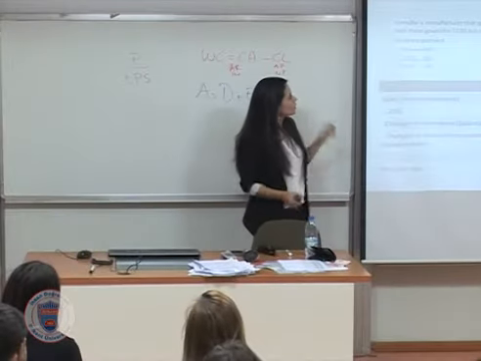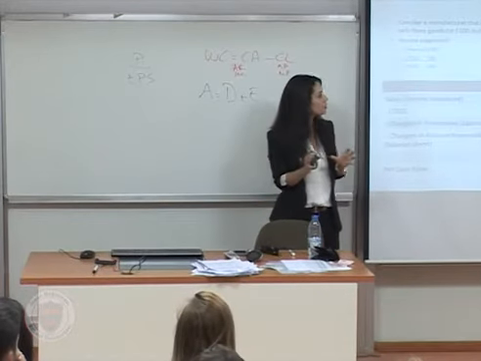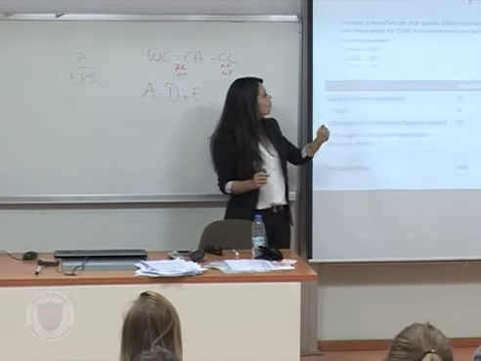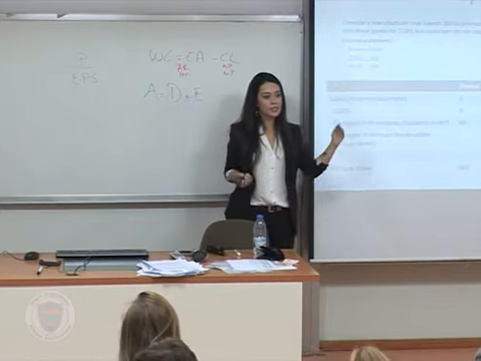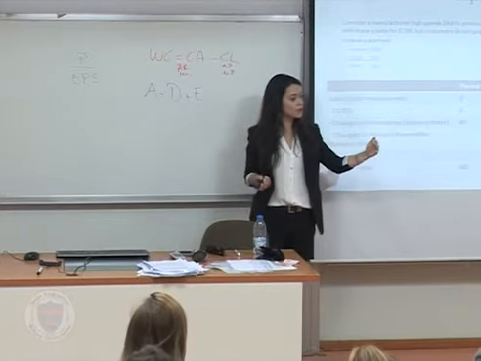Let's look at this example. Consider a manufacturer that spends $60 to produce goods in period 1. In period 2, it sells these goods for $100, but customers don't pay their bills until period 3. So what's happening is, you're spending $60 for the production. In period 2, you're selling the goods for $100, but you're selling everything on account receivable basically. You're not getting the money in time 2. You're getting the money at time 3.